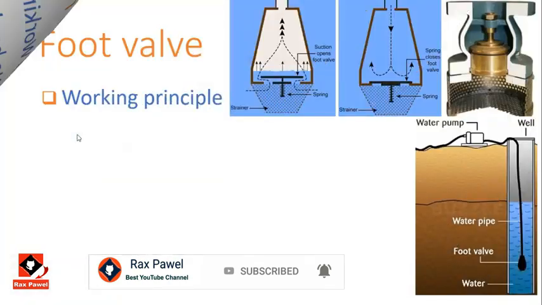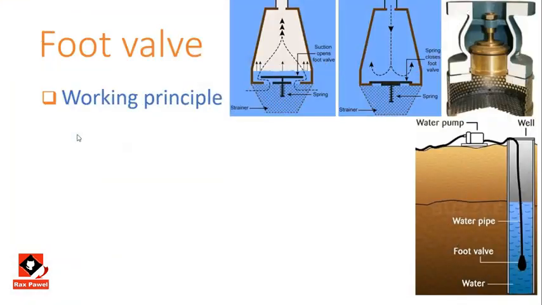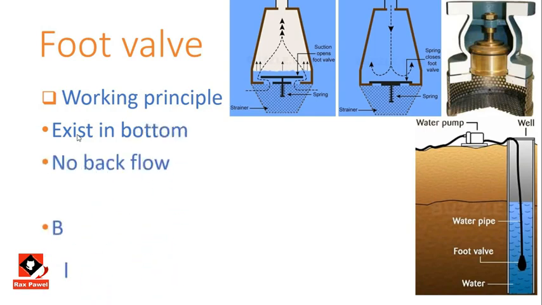Working principle of foot valves. This is also a check valve which is used at the bottom of a pipeline. Usually they are present when water is sucked from a below-level water source. Foot valve prevents the backflow to ease the sucking process. And it also prevents impurities and debris from entering the pipeline.